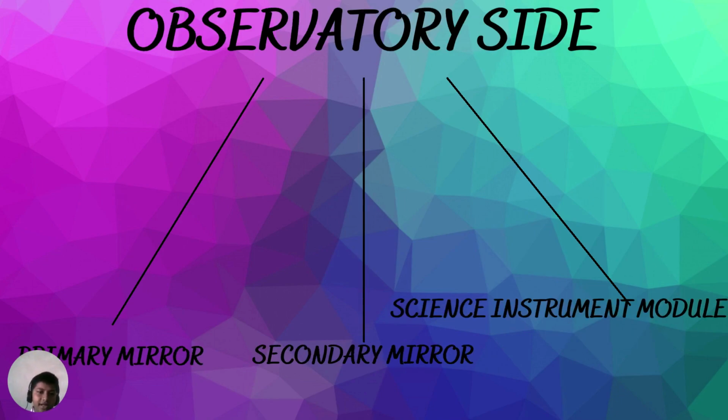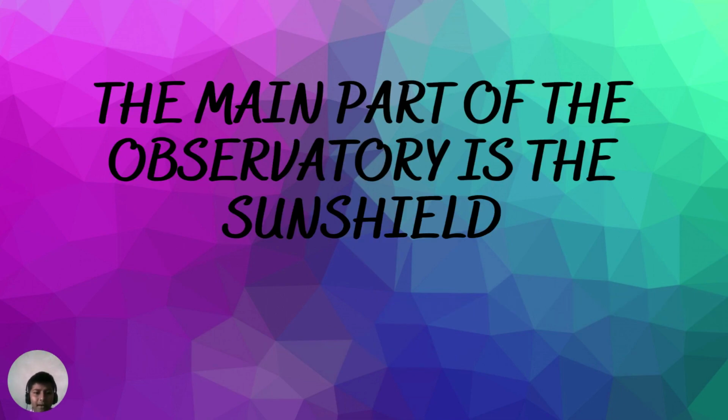Now let us talk about the observatory side. The observatory side also has three main parts: the primary mirror, the secondary mirror, and the science instrument module. The primary mirror reflects the infrared light to the secondary mirror. The secondary mirror then reflects that same infrared light to the science instrument module, where the science instrument module will study from when the light was received, how many years old the light was, and how many years old the object is. The most important part of the observatory is the sun shield.